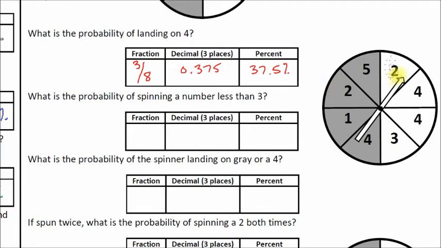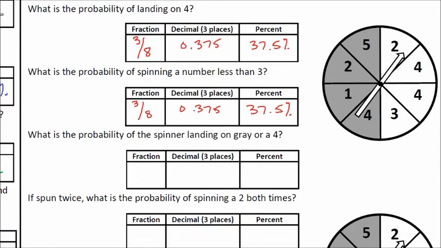The next one, what is the probability of spinning a number less than 3? Well, let's count. I'm going to start from this space right here, just past the 12 o'clock, if this was a clock. So how many spaces are less than 3? There's 1. That one's not it. 2, 3. We have 3 spaces that are less than 3 out of a total of 8 spaces. That's the same fraction, decimal, and percent we just had. 3 spaces make us happy out of a total of 8 spaces.